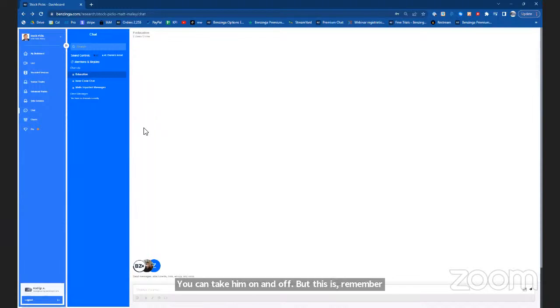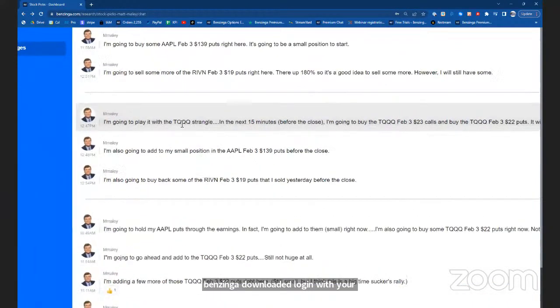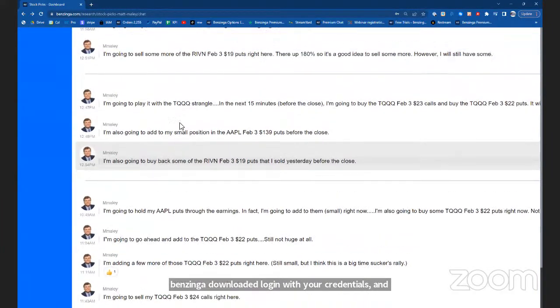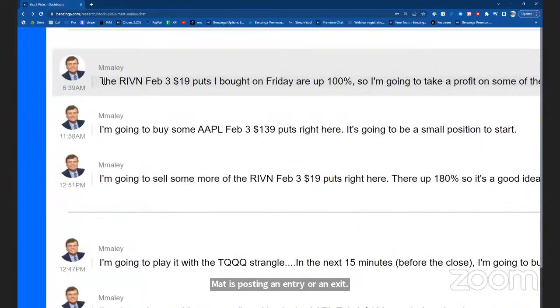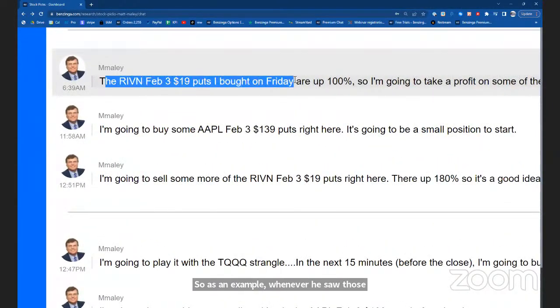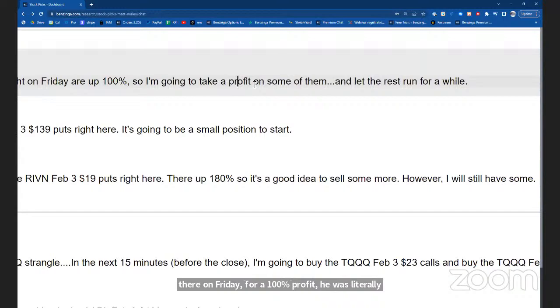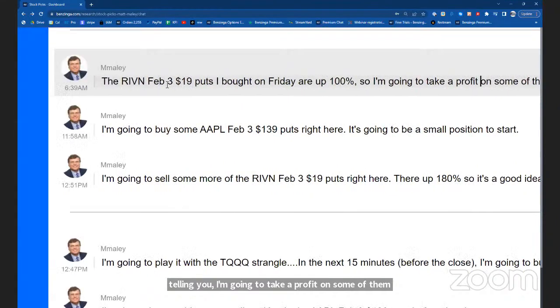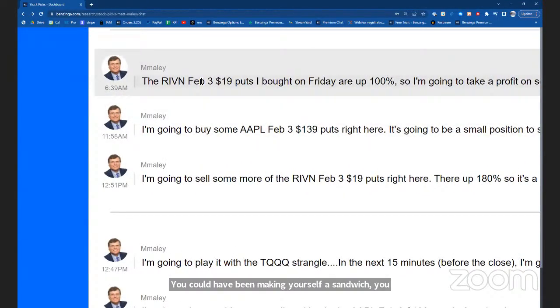You can have the Benzinga app downloaded, log in with your credentials, and you're going to get a push notification every time that Matt is posting an entry or an exit. So as an example, whenever he sold those Rivian puts right there on Friday for 100% profit, he was literally telling you, I'm going to take a profit on some of them and let the rest run for a while. You could have been making yourself a sandwich. You get that alert, clock in 100%, eat that sandwich like a king.